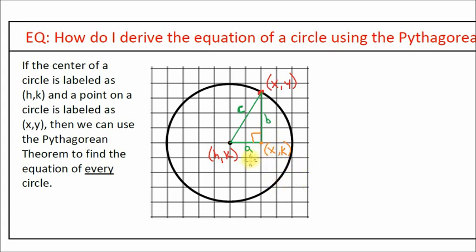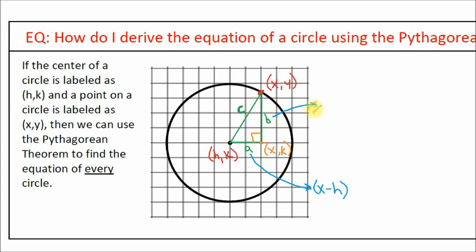Let's take a look at the two things that come about from this. We can rewrite what A is. A is how far we traveled on the x-axis. We traveled from h to x, this distance right here. So to find the length of A, we can just rewrite that as x minus h. Think about that: if x is 5 and h is 1, then the distance between them is 5 minus 1, which is 4. So there's the A value.